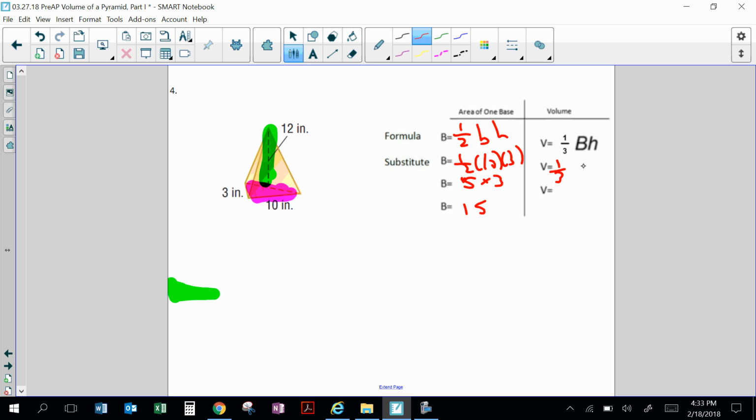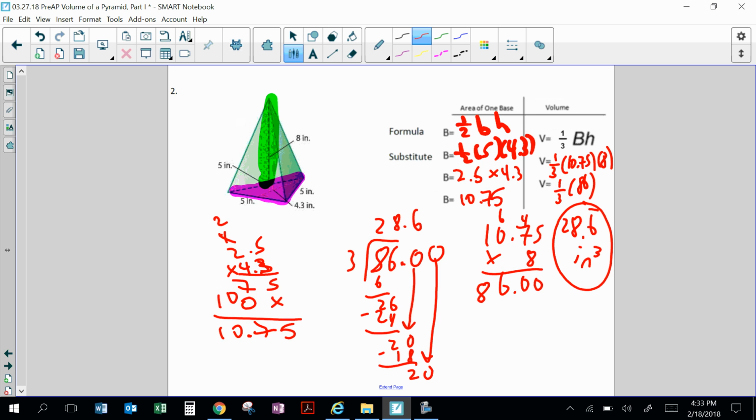So let's find the volume of this three-dimensional shape. 1/3 of the base times the height. What's a third of 15? Can you split 15 into three parts? It's 5. 5 times 12 is 60 cubic inches.